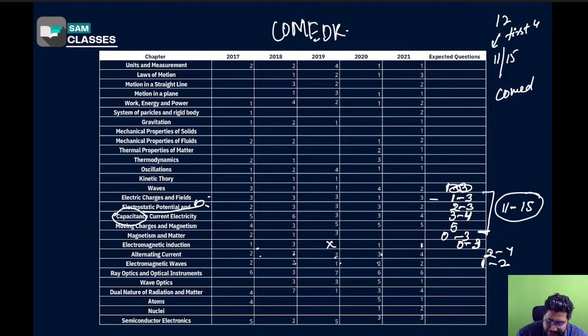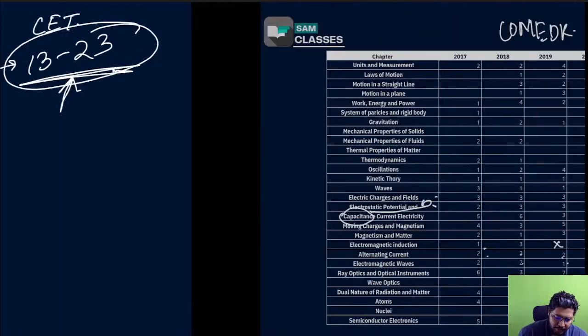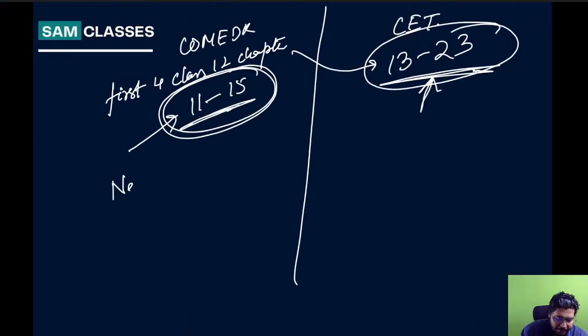Clear? So next 4 chapters, M&M, EMI, AC and EM waves. What you can expect? If I add the minimum, I'll get 2 to maximum is 6 for 10, 12. So next 4 chapters, if I see of class 12th, it is from 2 to 12. Okay.